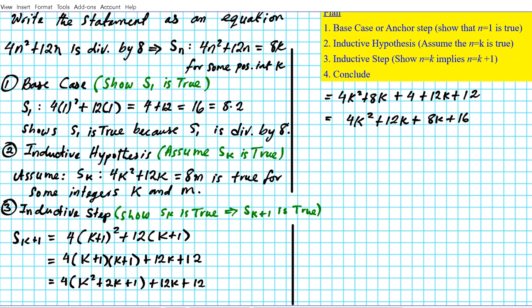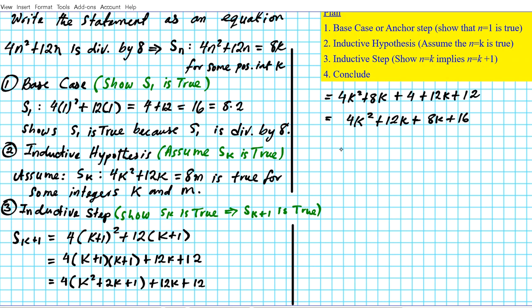Now, what can we do? Well, we know that 4k squared plus 12k is divisible by 8. How do we know that? Well, by our assumption in the inductive hypothesis part 2, we assume that 4k squared plus 12k is divisible by 8. Basically, that is equal to 8m for some integers k and m.